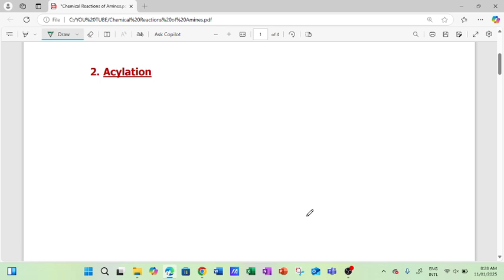Next is about acylation. Acylation is also a simple reaction only. Primary amine or any alkyl amine changes to amide, RCONH2. So we can say that acylation is a conversion of an amine to amide. When you study this reaction, you need to think about the opposite conversion as well. How do we convert amide to amine?